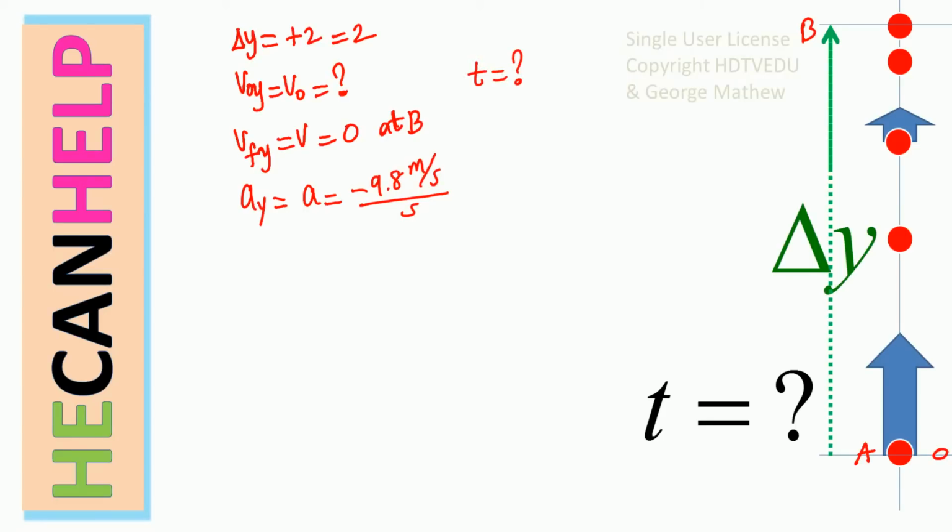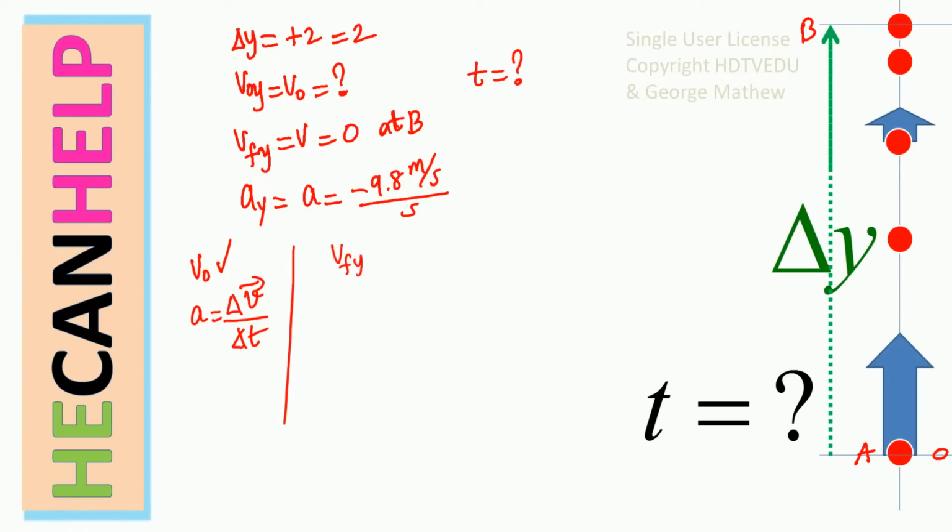So here is our plan. Our plan is first get V initial. And once we get V initial, go back to the definition of acceleration, and that is change of velocity divided by time. And once you have initial velocity, final velocity, and acceleration, which is negative 9.8, we can solve for time. How do we solve for the initial velocity?